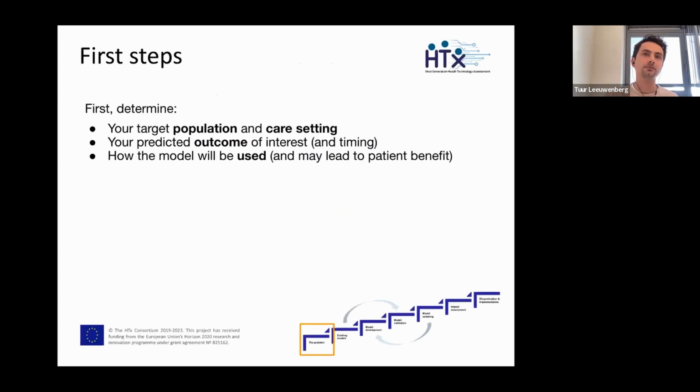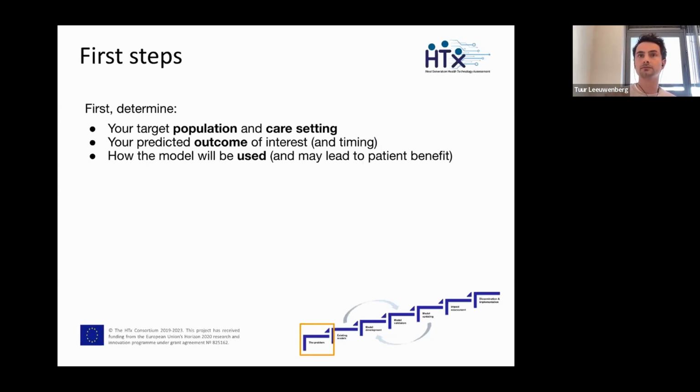Yeah, so the first step is really about defining the problem. So what is the patient group that we are interested in, and in what setting? Is it in a hospital setting, in a primary care setting, or is it maybe even for the whole population? What is it that we predict? So is it a diagnostic outcome? Like, do we want to predict something about the patient at this very moment? Or do we want to predict the future outcome, like the cardiovascular risk?